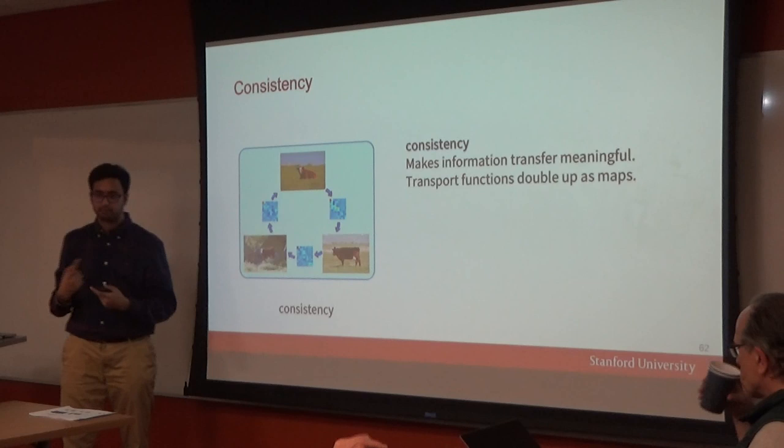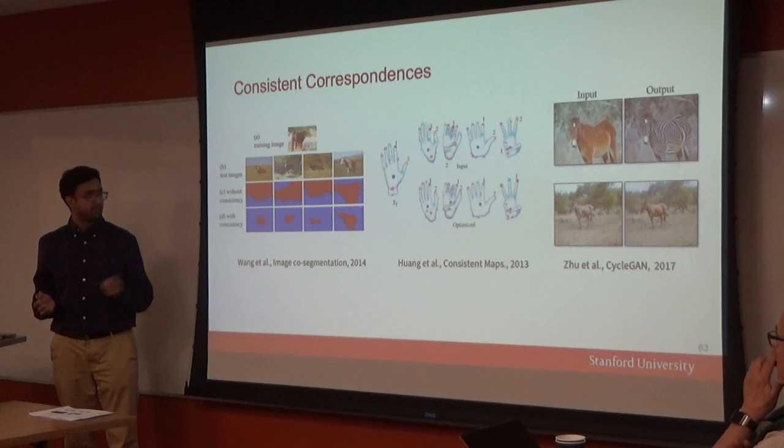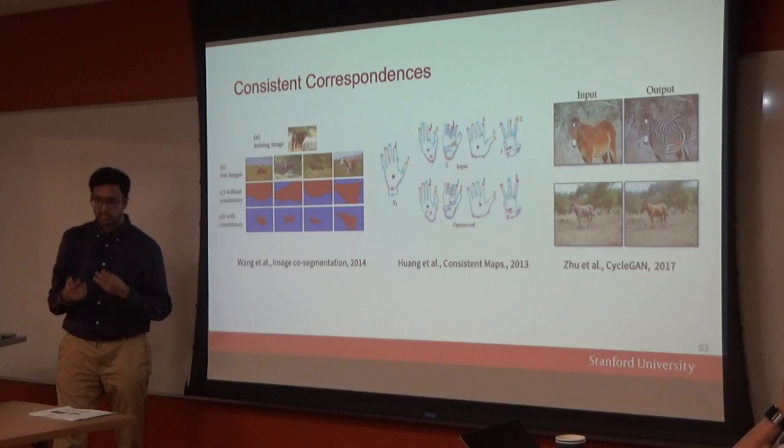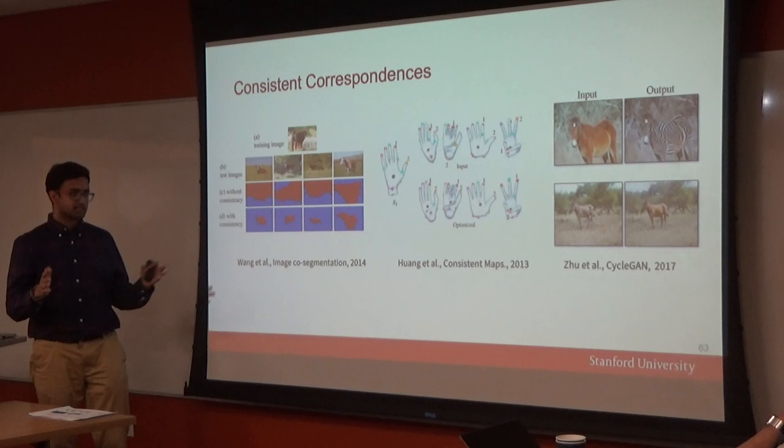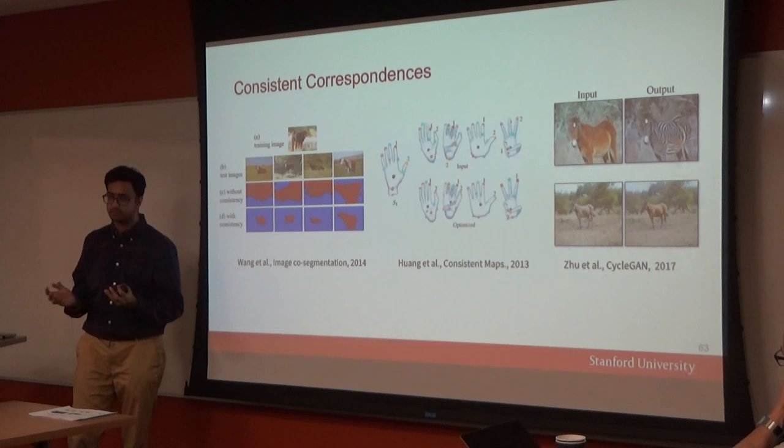Consistency as a means to obtain correspondences has already been well studied in the case of images and key points. The more recent work of CycleGAN tries to use cyclic consistency as a means to obtain mappings between unpaired sets of images. Consistency is basically something that gives you an additional layer of understanding or meaning to shape and image relationships. The other property to be preserved over here is modularity.